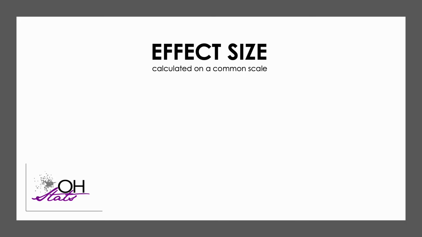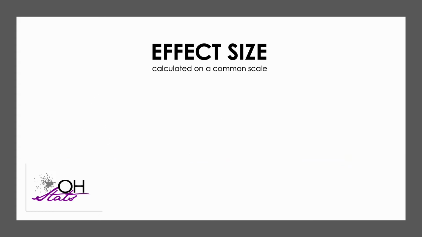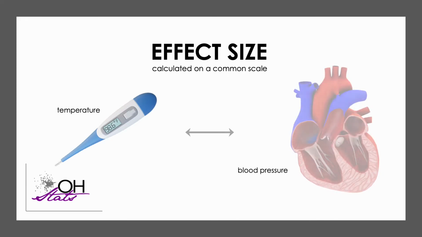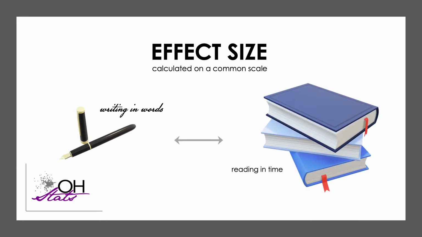Effect sizes are calculated on a common scale to facilitate comparisons between studies, between variables, or between scales of measurement. Or said another way, the effect sizes are standardized. For example, an effect size based on temperature can be compared to an effect size based on blood pressure, or an effect size for writing in words can be compared to an effect size in reading in time. So we see that it does not matter what has been measured or how they have been measured.